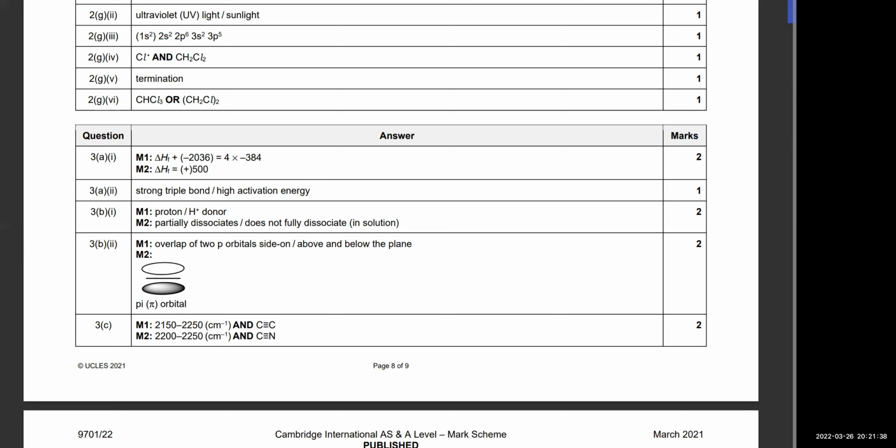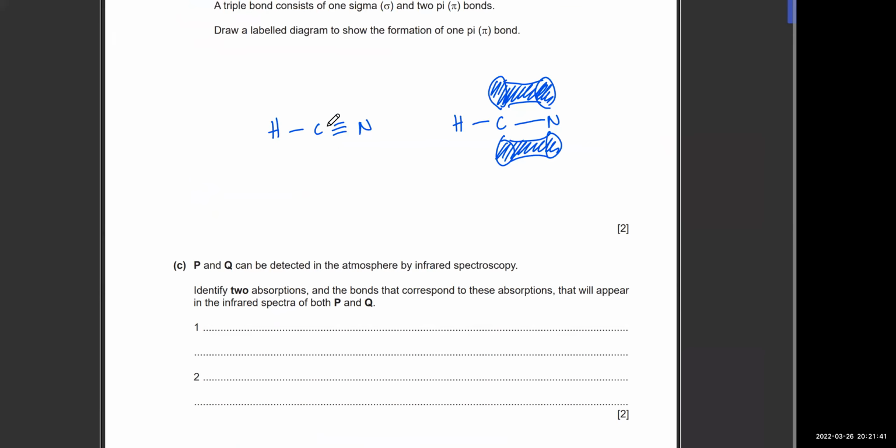Sir, why is the electron density above and below? Okay, that's what a pi bond is. Sir, what happens in sigma? Sideways overlap of orbitals. No, sir, where is the electron density in sigma? In sigma it will be in the middle, exact middle. Okay, sir. So it will be in the exact middle.